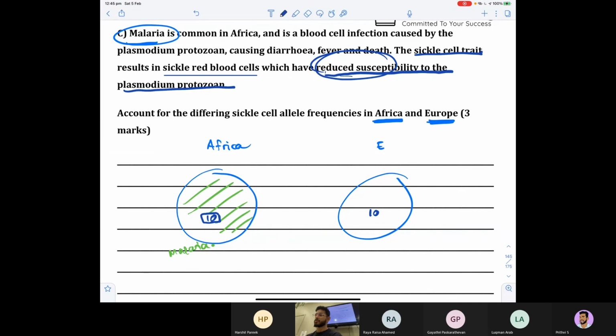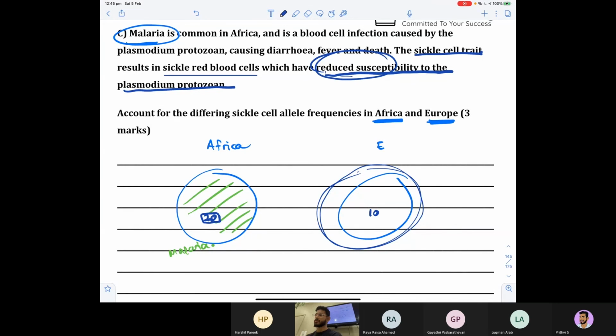What are they more likely to do? Survive, reproduce, and pass it on. So that 10 might become 20. Whereas here, is there any selective pressure acting on that sickle cell trait? Is there anything favoring the survival, not favoring the survival? Well, there might be something not favoring the survival because it's a bad trait to have, but if you didn't know that, that's fine. Just keep it at 10, right?